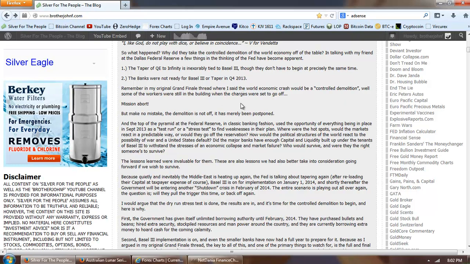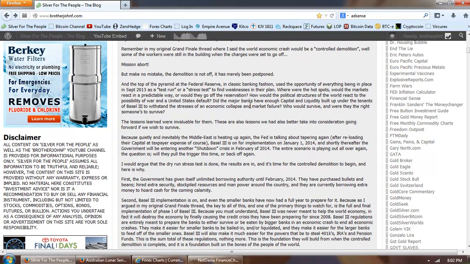Remember in my original grand finale thread where I said the world economic crash would be a controlled demolition. Well, some of the workers were still in the building when the charges were set to go off. Mission abort. But make no mistake, the demolition is not off. It has merely been postponed.